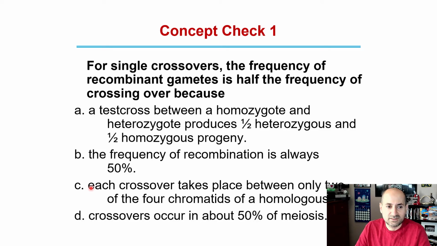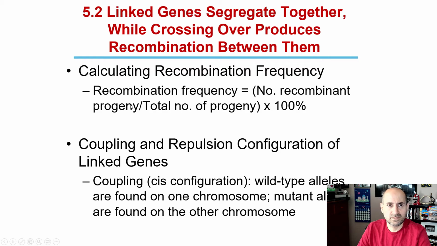That's not true. Each crossover takes place between only 2 of the 4 chromatids of the homologous pair. Remember, that's what I just said. You have 4 chromatids in the tetrad. Only 2 of them are doing the crossing over. So that's true. And crossovers occur in about 50% of meiosis. That's not true. It has to be C, right? Again, I told you, when you have a tetrad formed, only 2 members of that tetrad, 2 homologs, are engaging in crossing over. This is why, for single crossovers, the frequency of recombinant gametes is half the frequency of crossing over. So now, what is the frequency of crossing over?